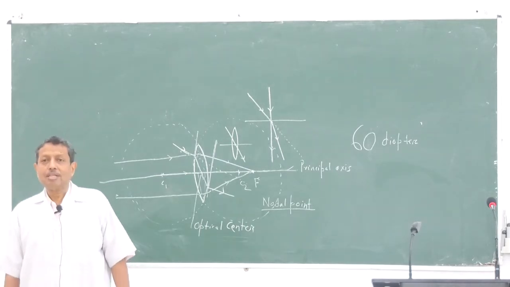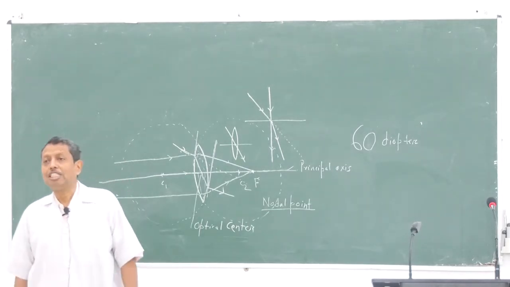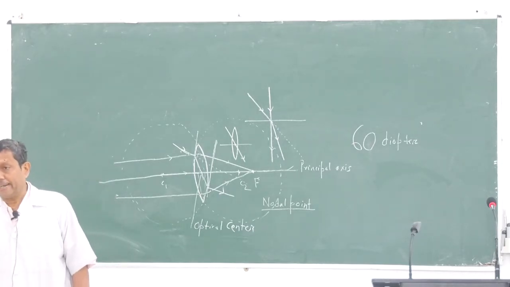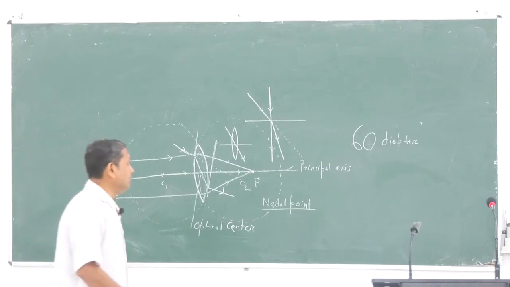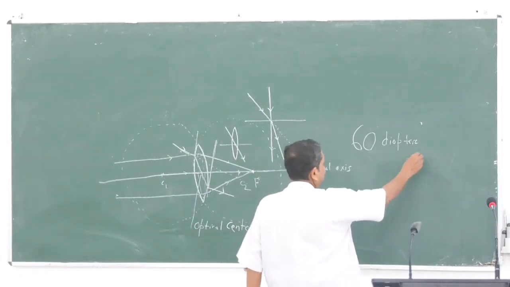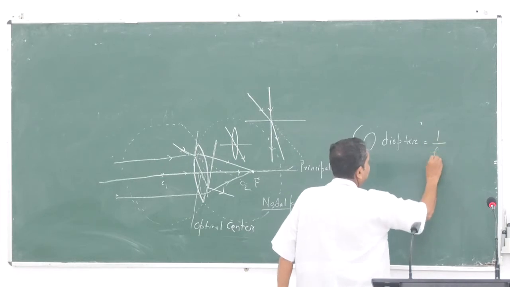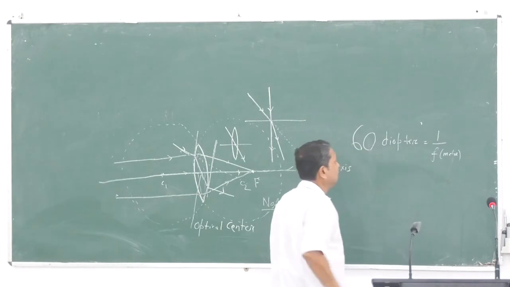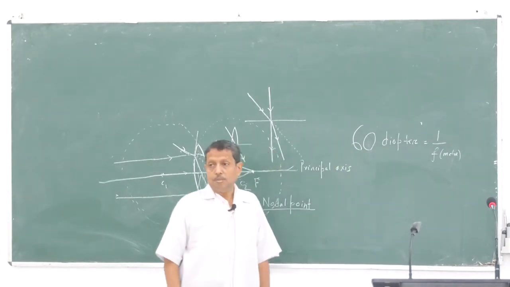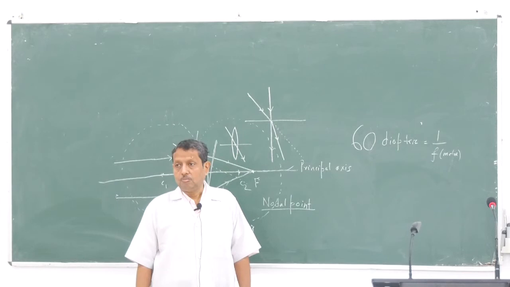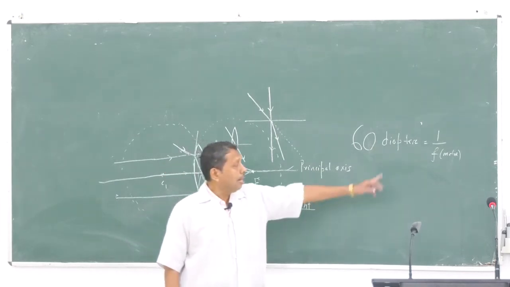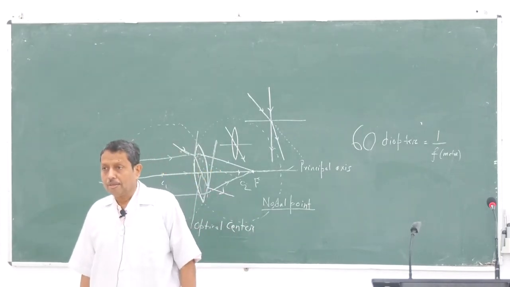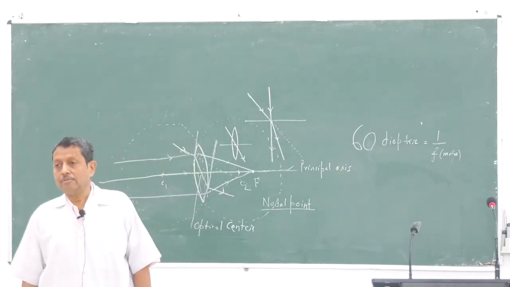And 1 diopter is equal to the reciprocal of focal length in meter. That is, 1 by focal length in meter. So you can find out the focal length in this way.